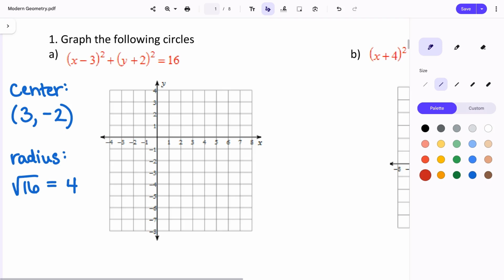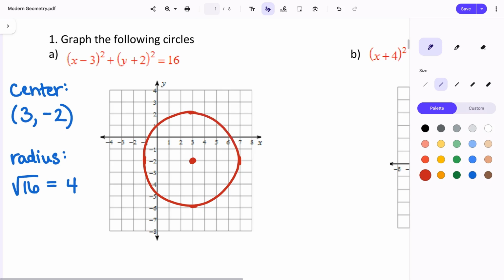So let's talk about how we would graph this. How I like to graph my circles is I do my center point first. So I'm going to go 3, negative 2, like that. And then I like to use my radius to just kind of give me an idea of where the circle is going to go. So from the center point, I'm going to go up, down, left, and right 4 to kind of represent the radius in all those directions. And then you just connect those.